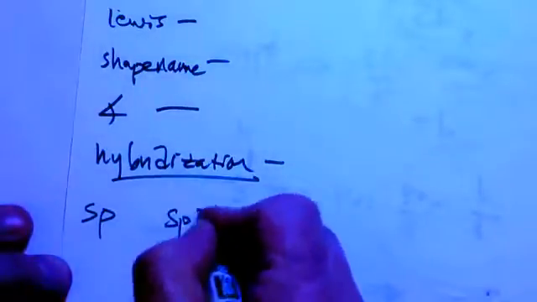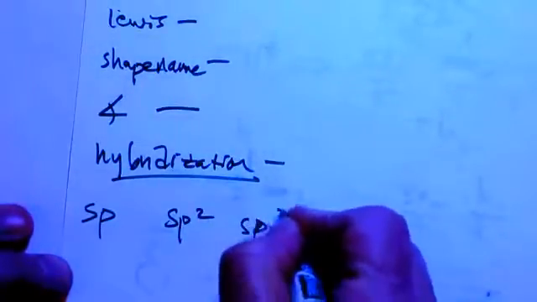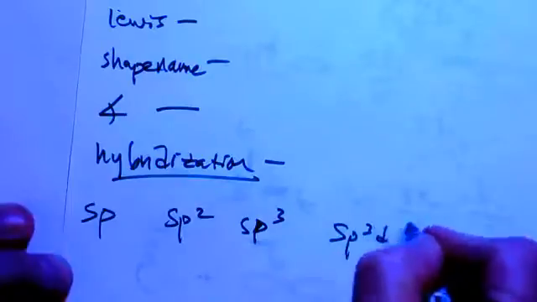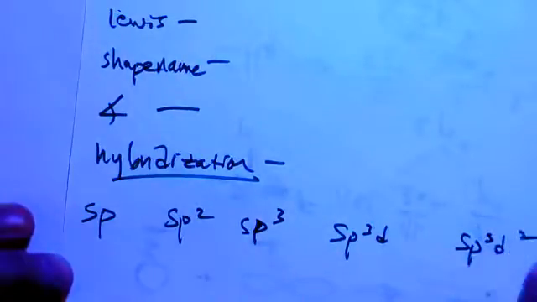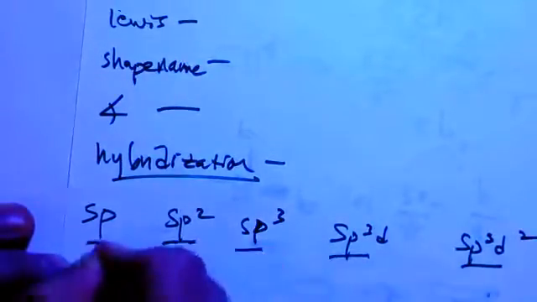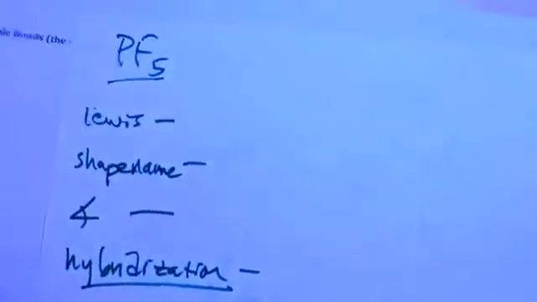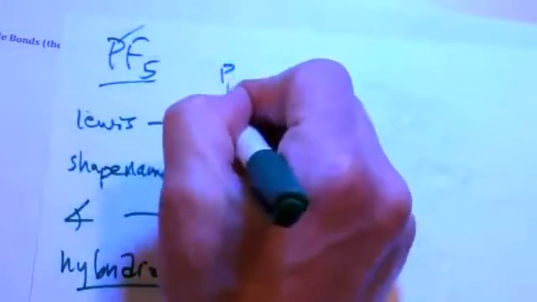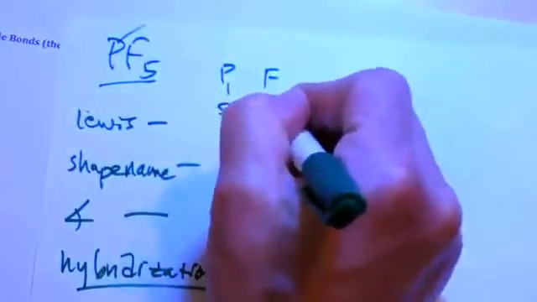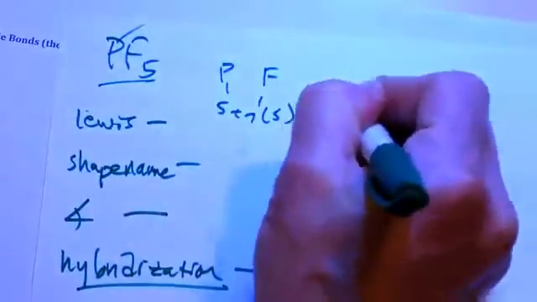Summarizing the hybridizations, once again, there's sp, which involves an s and a p orbital, gives head-to-head orbital overlaps for 2 bonds, sp2, sp3, sp3d, and then sp3d2. Those are the 5 possible hybridizations that occur. Okay, so let's take a look at PF5. First of all, add up the electrons. Phosphorus has 5, fluorine has 7, times 5 is 35, plus 5 more means we have 40.